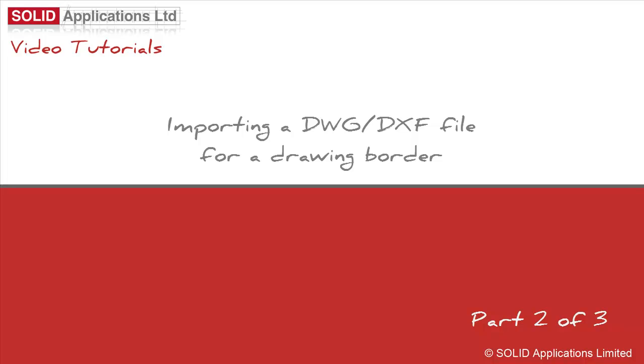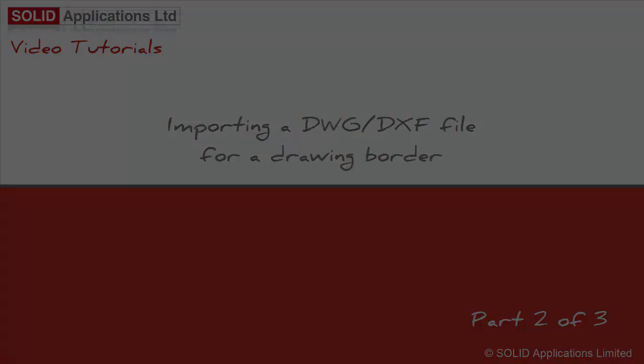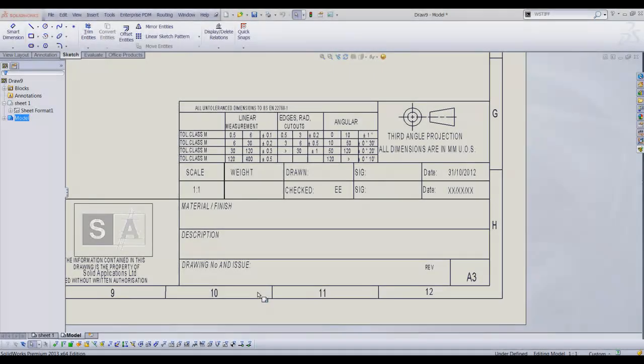This is the second training video on setting up a sheet format in SolidWorks. In the previous video, we imported a DXF file or DWG file as a sheet format into a SolidWorks drawing file. Next, we are going to map the part property to automatically display in our 2D drawing sheet.